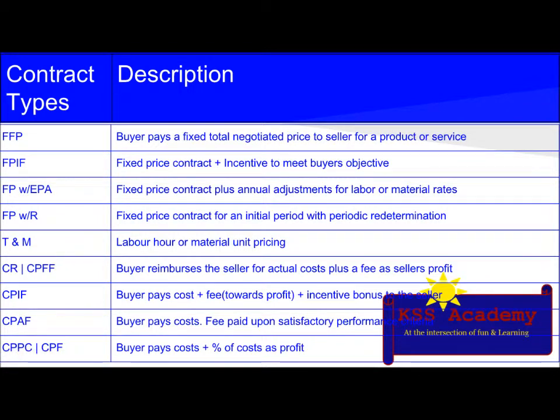So let's see the different kinds of contracts and their description. The first one is fixed price, firm fixed price or lump sum contract, and the description is the buyer pays a fixed total negotiated price to the seller for a product or service. An example could be a 100,000 fixed price contract for a product or service. When to use this type of contract?